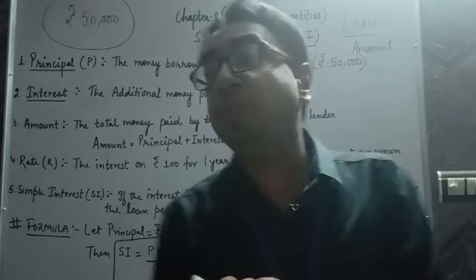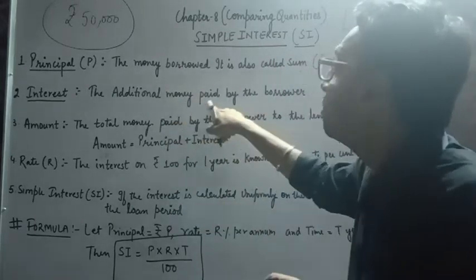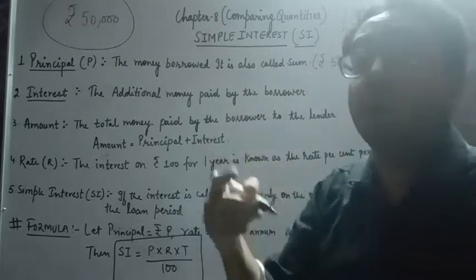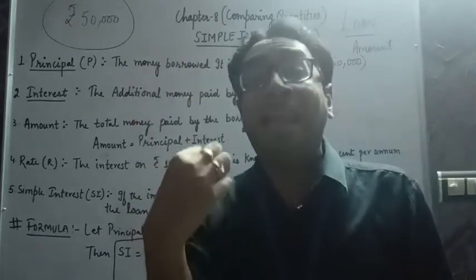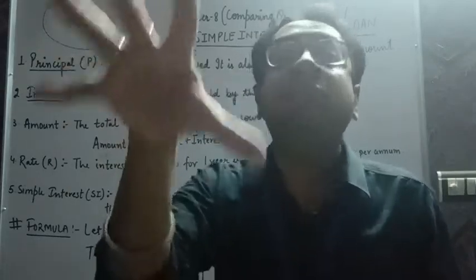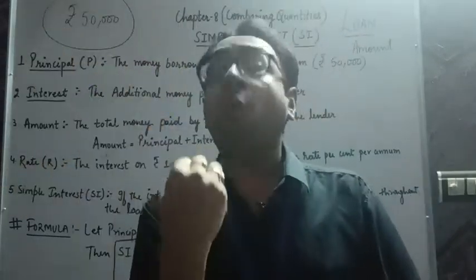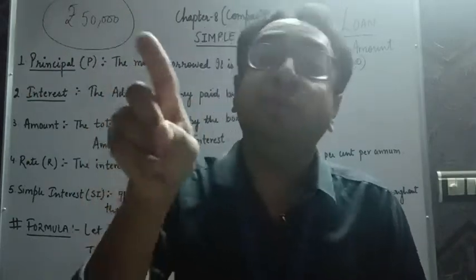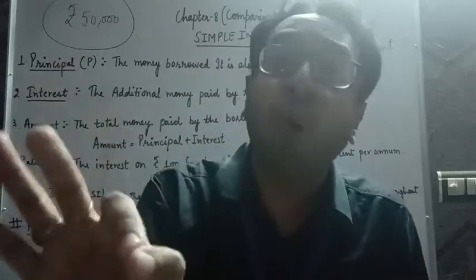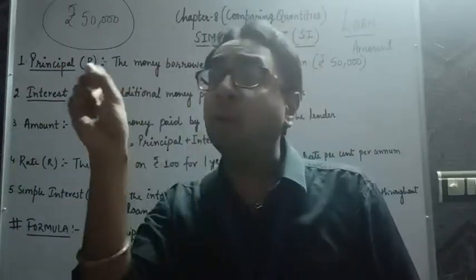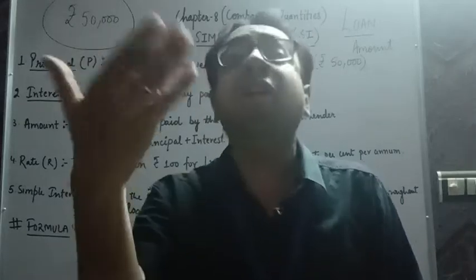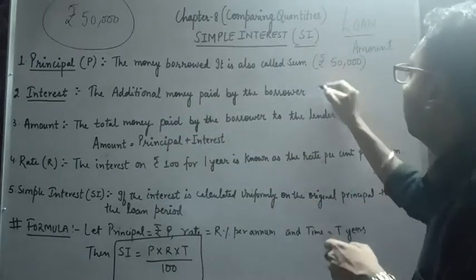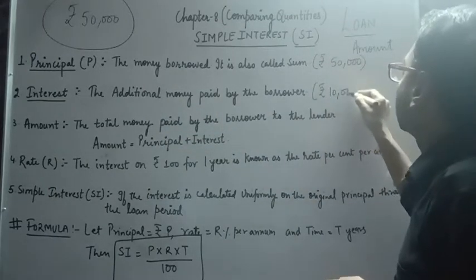What is this 10,000 rupees? That is interest, the additional money paid by the borrower who borrowed the money. Understand these two terms. Borrower means who borrowed the money. Lender is who lends the money, who gives the money. So the bank is the lender here, and if you are borrowing the money, you are the borrower. They are lending the money to you, right? So the additional money paid by the borrower here is rupees 10,000.